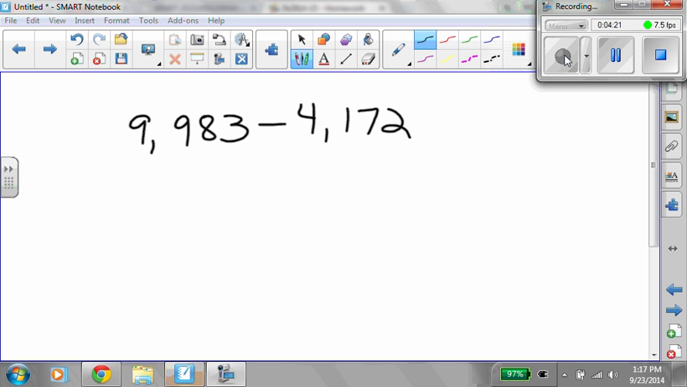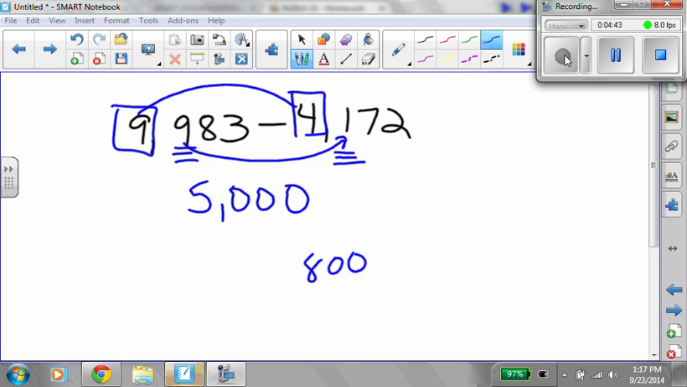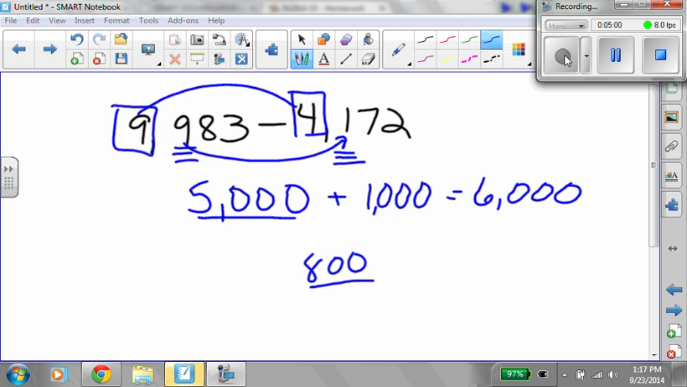And the final problem for homework, we have 9,983 minus 4,172. We're going to look at the front end part first. 9,000 minus 4,000 is 5,000. Second number, I have 900 minus 100 is 800. Is 800 closer to 0 or 1,000? It is closer to 1,000. Therefore, I'm going to take the first number plus the rounded 1,000. 5,000 plus 1,000 equals 6,000.